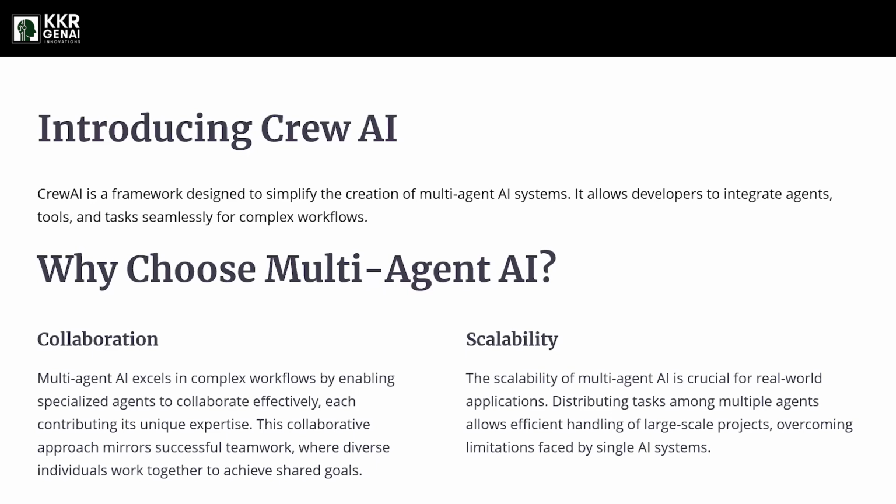We just need to know where to use which components, as per our requirements. There is nothing more than that. This is a very simple framework. And when we are talking about multi-agent AI systems, why is it useful, why do we need to choose multi-agent AI systems? The main two reasons are collaboration and scalability.